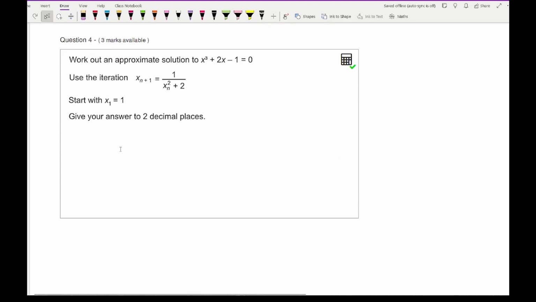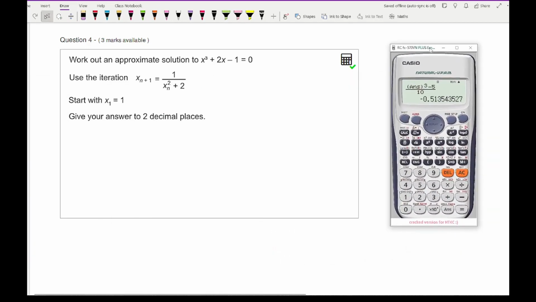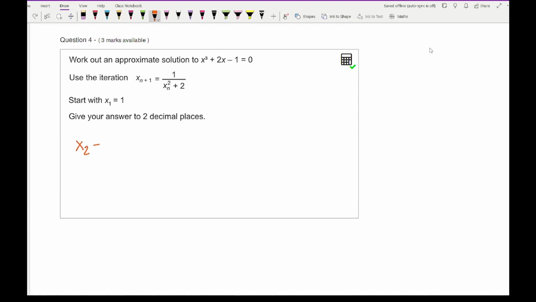Then moving on to our last example, so it says work out an approximate solution to x cubed plus 2x minus 1 equals 0. Use the iteration x n plus 1 equals 1 over x n squared plus 2. Start with the value of x1 equals 1. Give your answer to 2 decimal places. Now for this, although it's just asking for the solution, I strongly recommend that you do write down what x2 is, what x3 is, what x4 is, what x5 is. Always try and write down at least 4 values before giving your final solution.